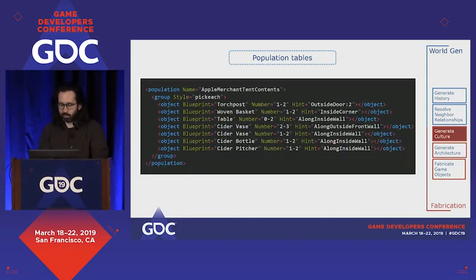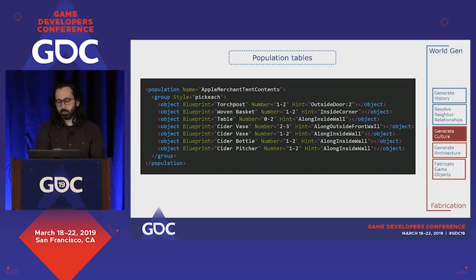So the last table was to generate some creatures. We could also use it to populate some furniture. This is the table that represents the furniture in an apple merchant's tent. And you see here we have some extra metadata, these hints. So we can say, let's put a torch post, and this is pick each, so we're going to pick each of these things and put them in the apple merchant's tent.